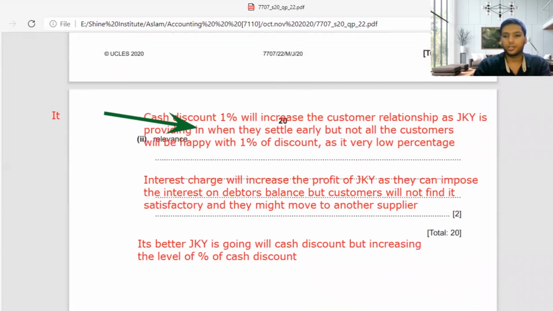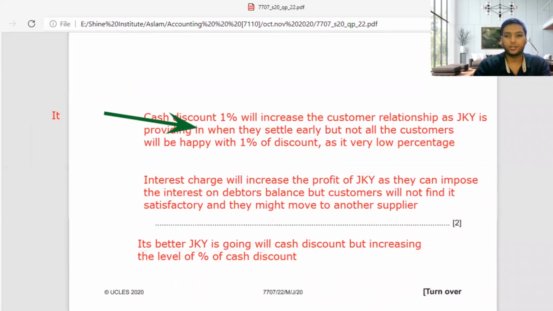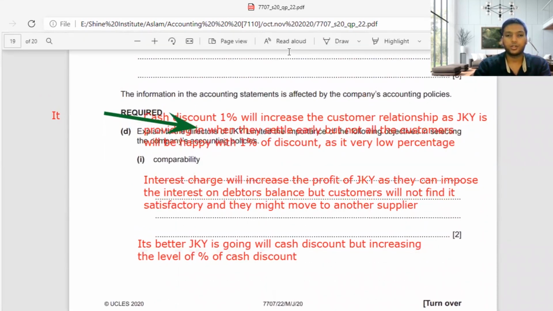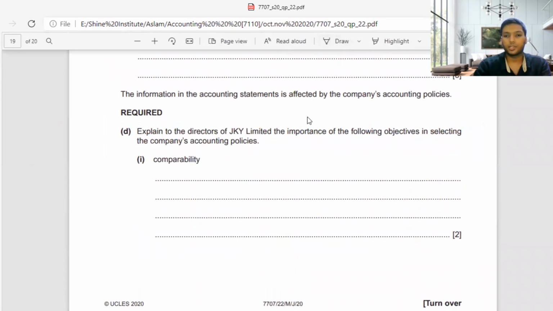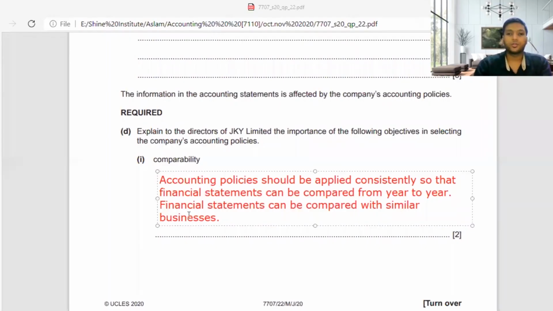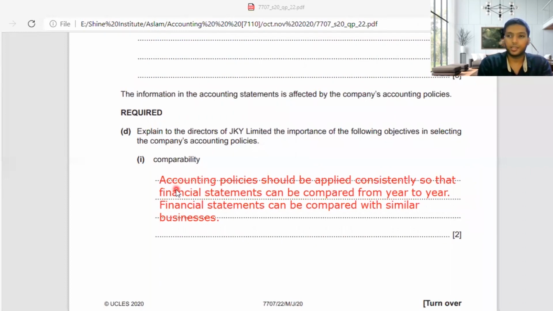I think that's all, the last 4 marks. Yeah, with that everything comes to an end. I'll clear this off. The information in the accounting statement is affected by the company's accounting policies. Explain to the directors of JKY Limited the importance of the following objectives in selecting the company's accounting policies. So they have asked about comparability. I have taken the definition from the marking scheme itself because I don't want to give a definition on my own. It's better to go with this definition which they are given in your guide, in your textbook.